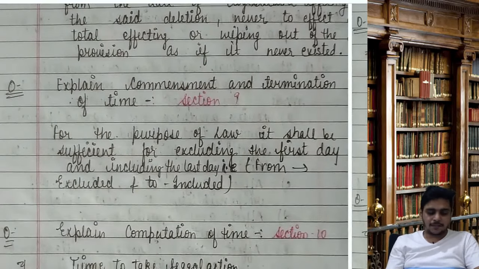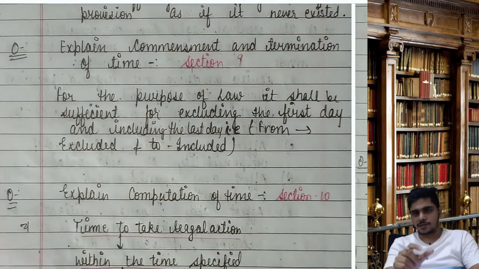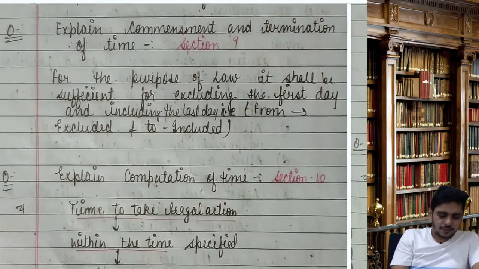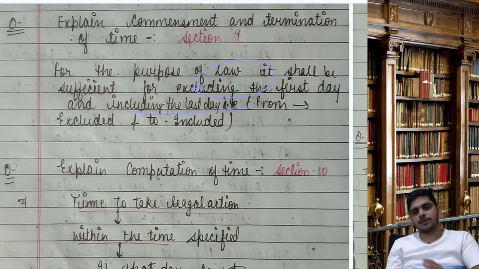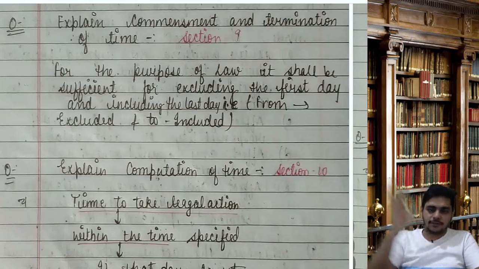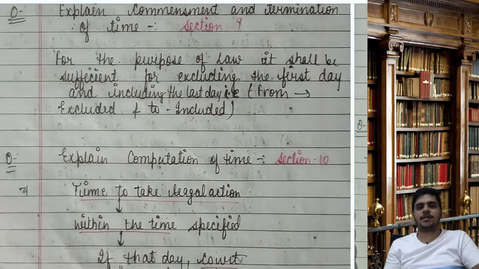Now explain commencement and termination of time. For the purpose of law, when you calculate the time limit, there are questions on this, like the dividend question. How do you calculate? The first day should be excluded, including the last day. Like when we say we have posted this letter and it should reach within 30 days, what will you do? You will exclude the first day and include the last day.